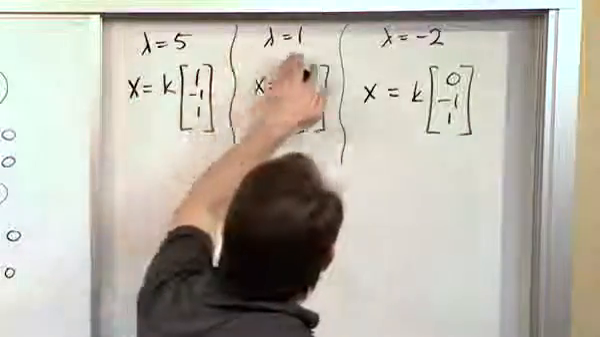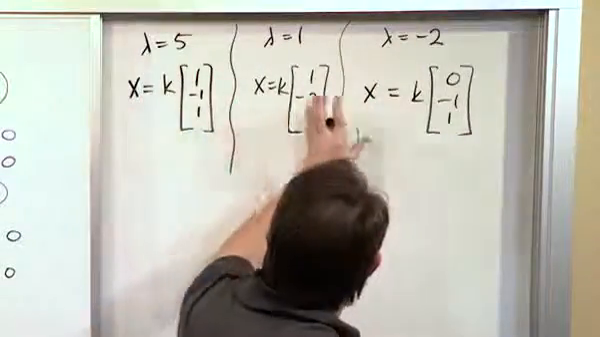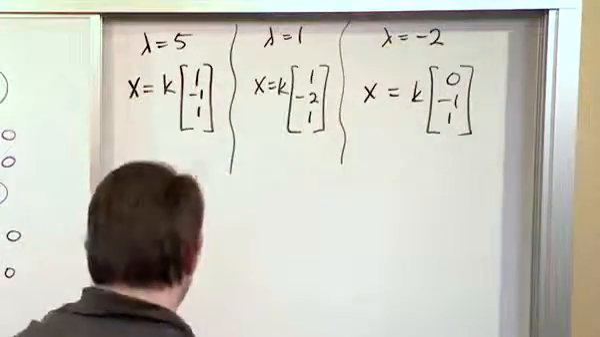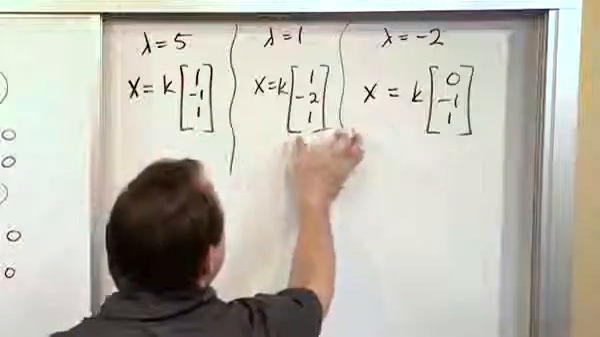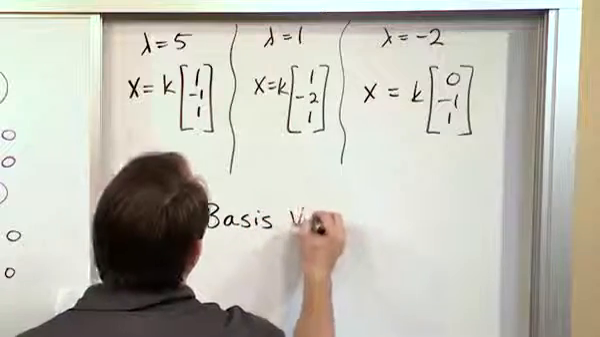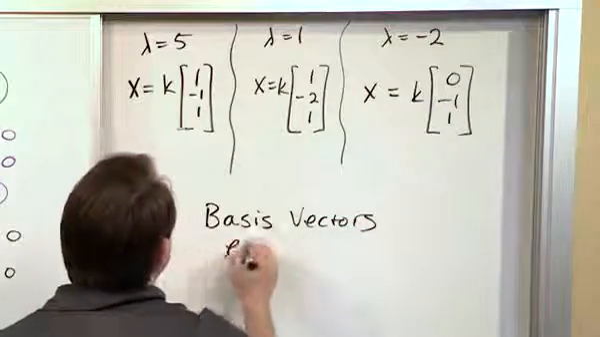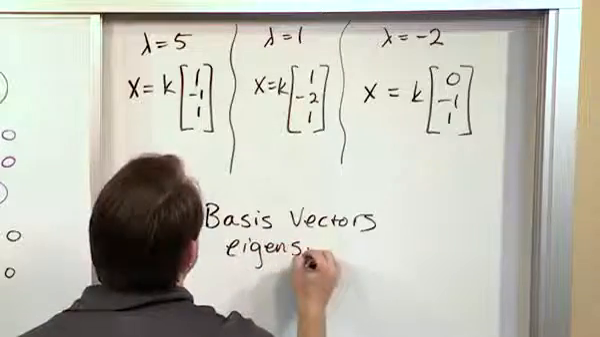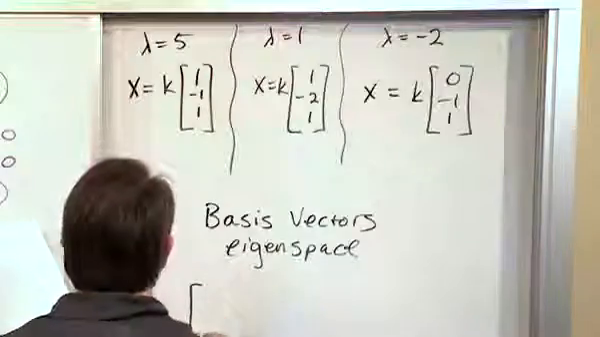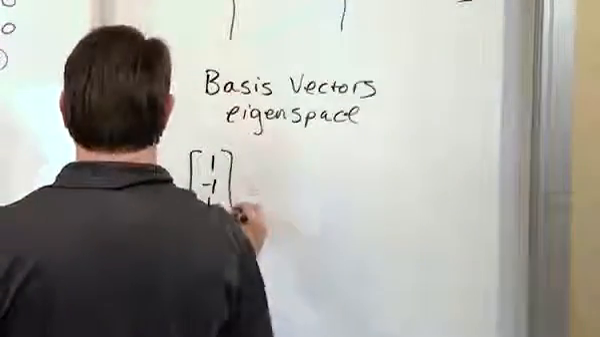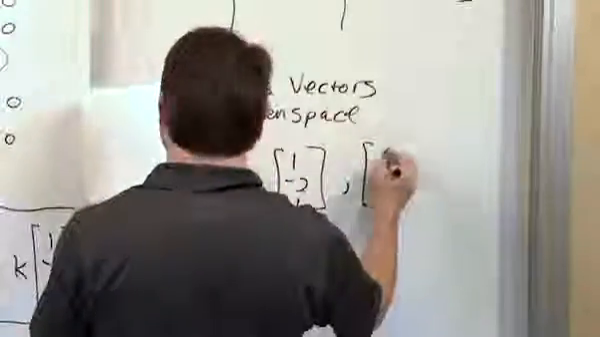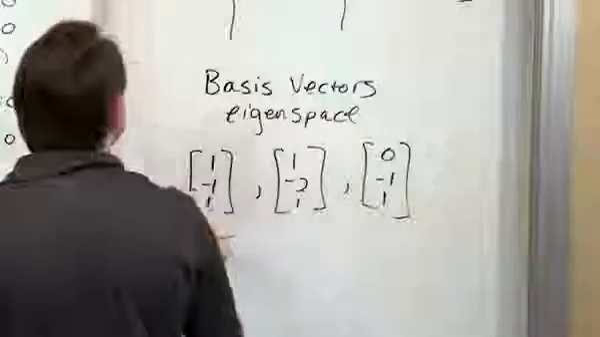So for each eigenvalue we have, basically we have an infinite set of eigenvectors because k can be anything. Any multiple of these vectors can go along with that. But the base vector in each of these cases, we give a special name. So we say the basis vectors for the eigenspace, or you can also call it eigenbasis, sometimes you see that, is 1, negative 1, 1, 1, negative 2, 1, 0, negative 1, 1. There's lots of eigens here.